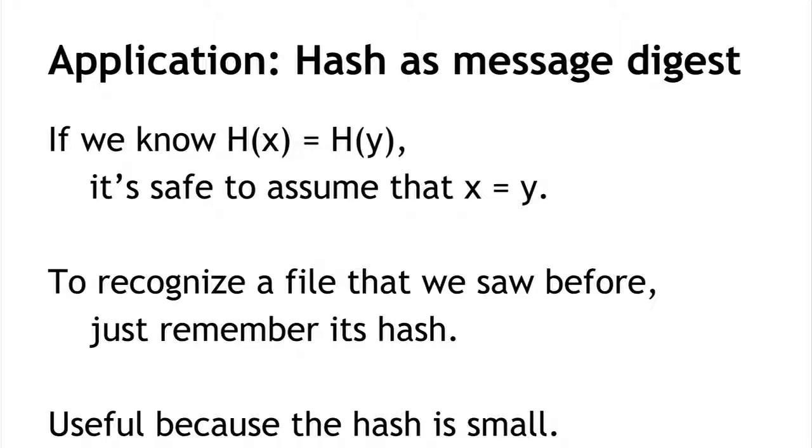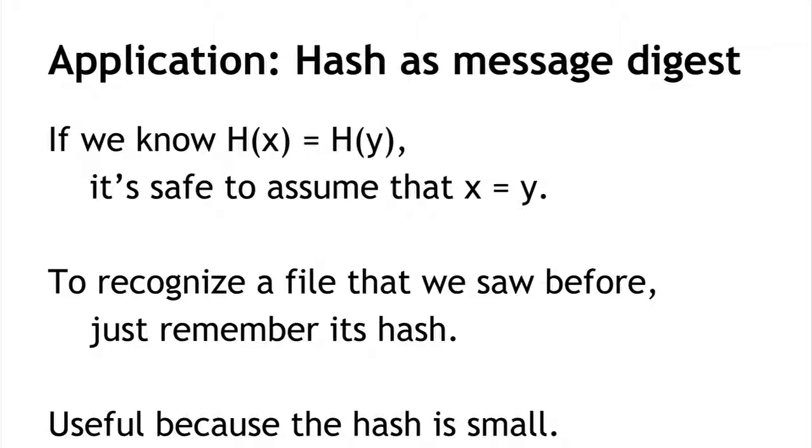If we can assume that we have a hash function that is collision-free, then we can use that hash function as a message digest. What I mean by that is the following: if we know that x and y have the same hash, then it's safe to assume that x and y are the same. Because if someone knew an x and y that were different that had the same hash, of course that would be a collision. Since there's not a collision that we know of, then knowing the hashes are the same, we can assume that the values are the same. And this lets us use the hash as a kind of message digest.